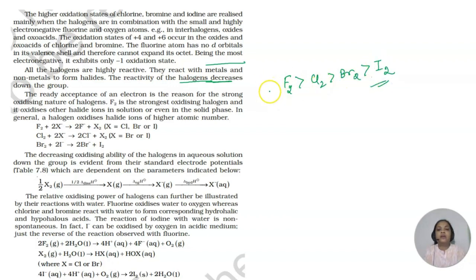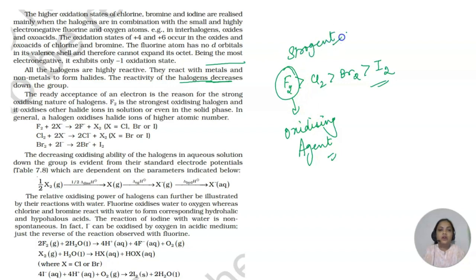Okay, why? Now let us talk about the acceptance of electrons. So they can accept electrons. If they can accept electrons, means they can get reduced. If they can get reduced, means they are strong oxidizing agents. So fluorine is the strongest oxidizing halogen. And it oxidizes other halide ions in solutions or even in solid phase. So it is the strongest oxidizing agent. And the decreasing oxidizing ability, you can tell from the standard electrode potential.